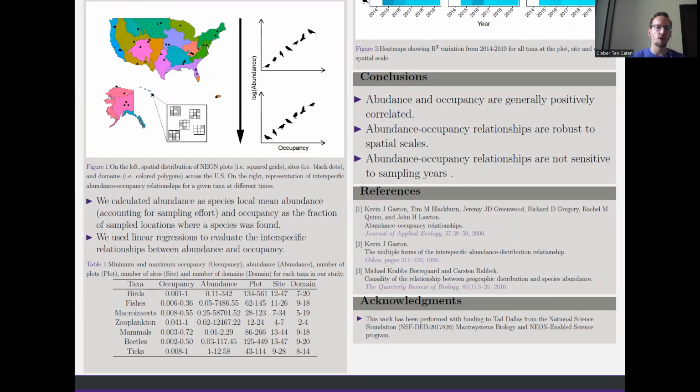So here in Table 1, we have all the values, the minimum and maximum values of occupancy, abundance, and the number of plots, sites, and domains sampled for all the taxa considered in our study. So we can see that some taxa can be more abundant than others, and they can occupy a higher fraction of the areas that are sampled.